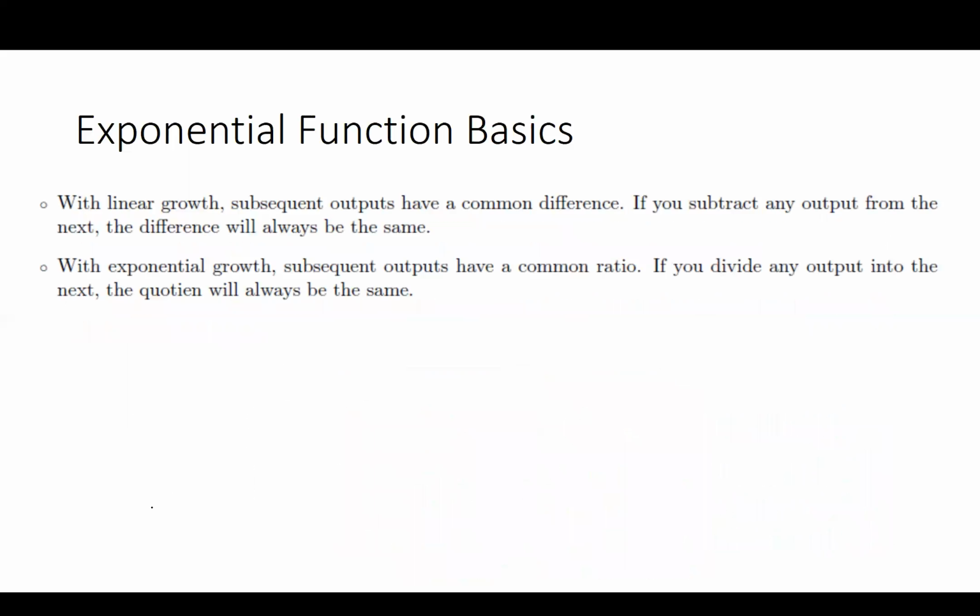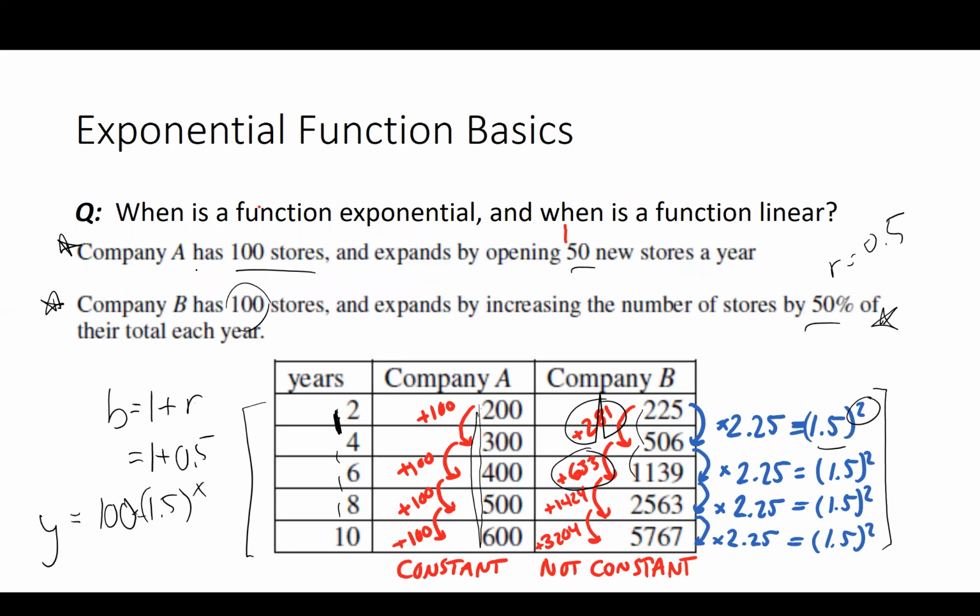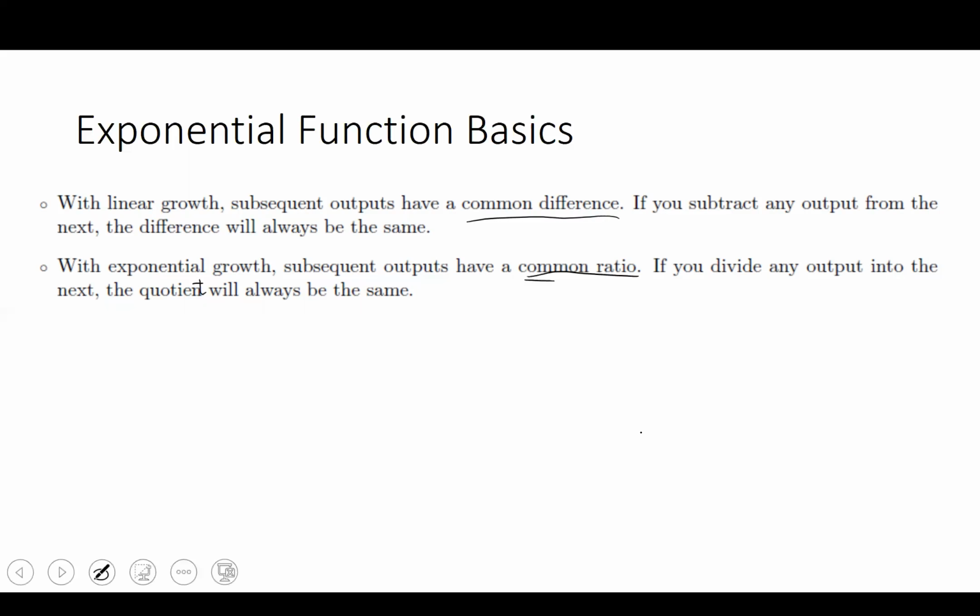With linear growth, you're going to have what's called a common difference. That means that we're adding the same thing each and every time. With exponential growth, you're going to have a common ratio, which means that if you divide any output into the next, the quotient will always be the same. As a perfect example of this, suppose we had 225 and 506. If we had some sequence, and this sequence represented how many stores I have at a given time.